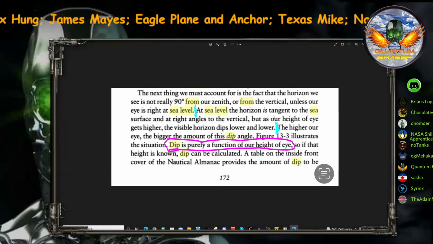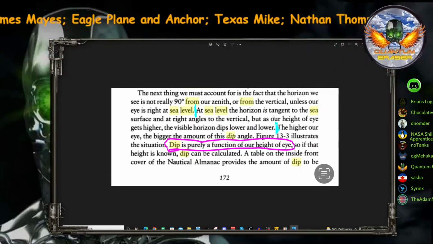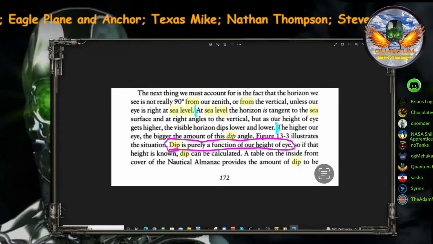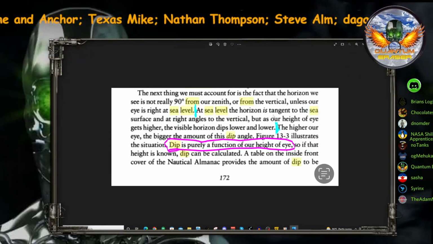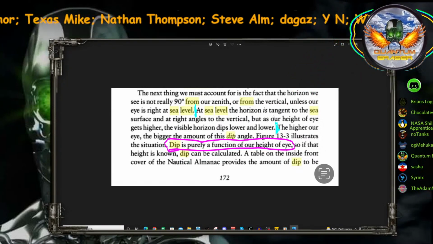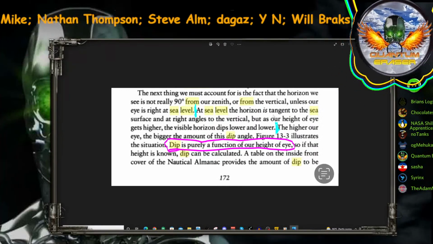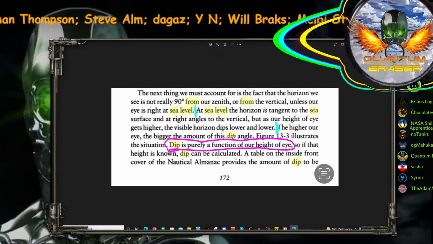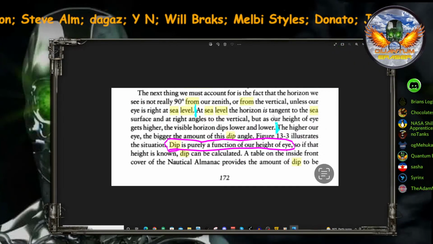See, that's a really bad example of how I understand it. It's a very poor description of things. He's thinking the horizon dips. But then in the next sentence, after figure 13.3, his illustration, he says dip is purely a function of our eye height, or height of eye. Then that doesn't line up. Then it doesn't have anything to do with the horizon dipping lower and lower.